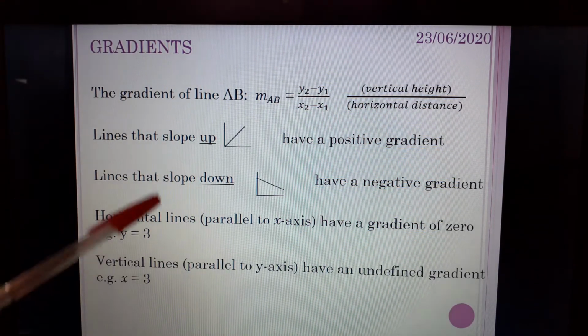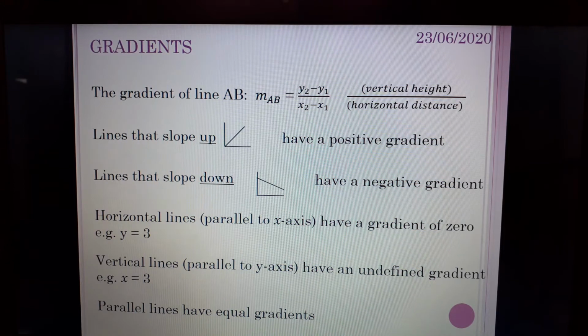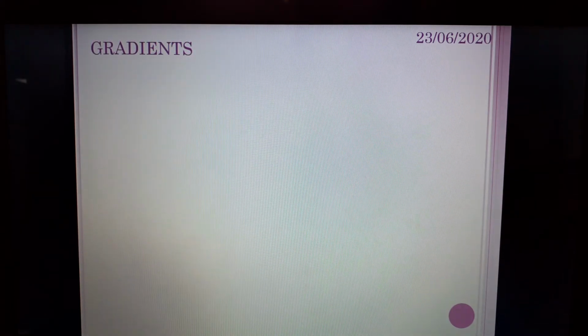A vertical line goes up and down the way. That would be parallel to the y-axis. We see that has an undefined gradient. Now that line would be crossing the x-axis at a particular number, and whichever number it crosses the x-axis at, that is part of the equation. So it's x equals 3, or x equals whichever number the vertical line crosses the x-axis at. Any two or more parallel lines have equal gradient. If the lines are parallel, go in the same direction, the gradients are equal.